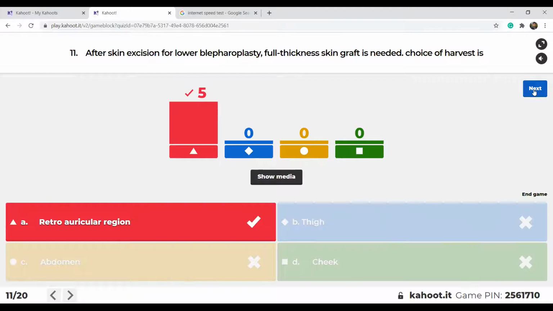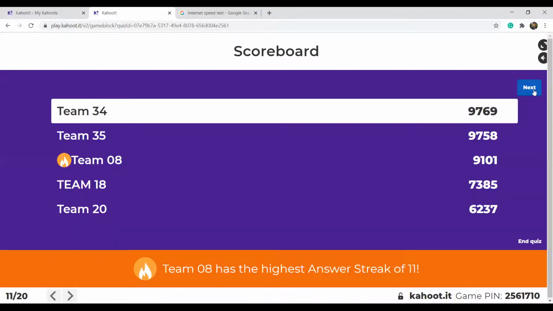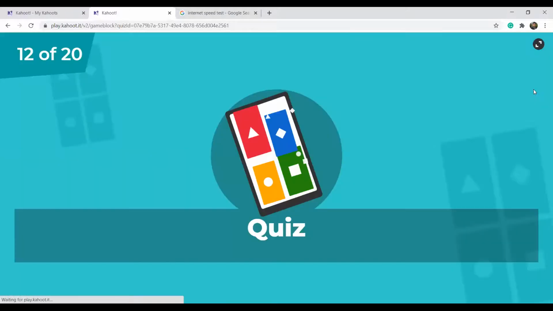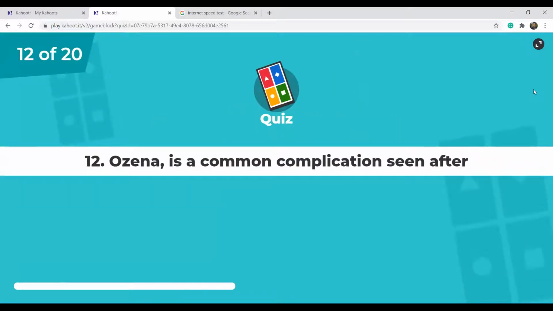Okay, let's check the scoreboard. Team 34 again. Right. Next question. Now you have to be really fast with your browsing now.